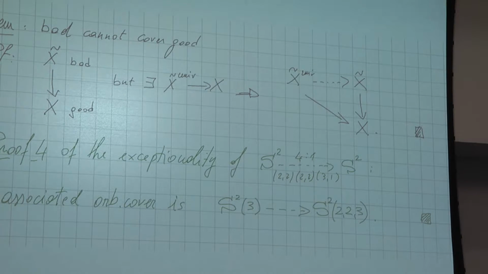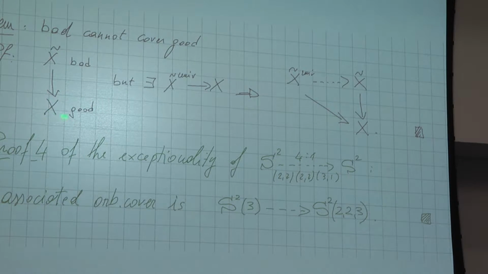So how do you use the geometry of orbifolds to obtain something about branch covers? One obvious thing is that good cannot be covered by bad, because the definition of bad is not being covered by a manifold. So if bad is covered by good, and good is covered by a manifold, then bad would not be bad. But it also works the other way around. So, lemma: bad cannot cover good.